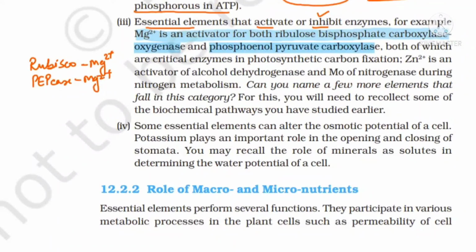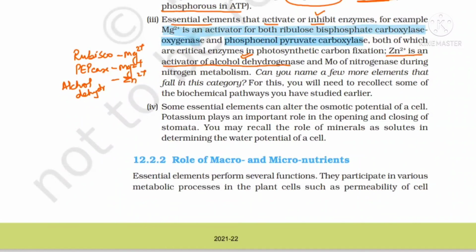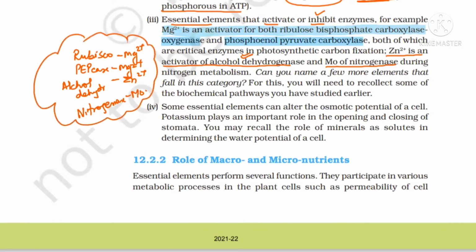Now, second is zinc. Zinc is an activator of alcohol dehydrogenase. We will study in respiration. So, alcohol dehydrogenase. Okay, but write it: an activator is zinc. So, zinc is an activator of alcohol dehydrogenase. Then molybdenum is present in nitrogenase. Molybdenum is a component of nitrogenase. So nitrogenase enzyme and its component is molybdenum. So this is the way you can just make it here and you can learn it properly.